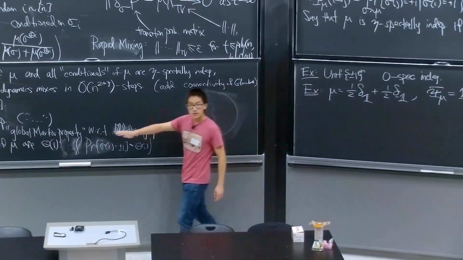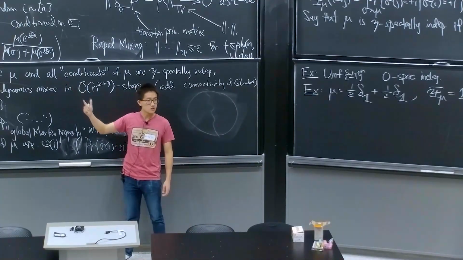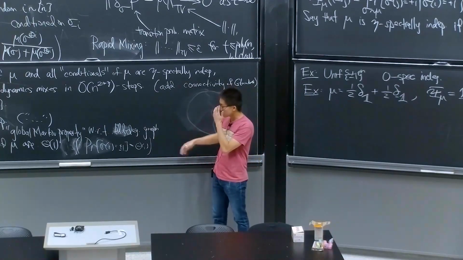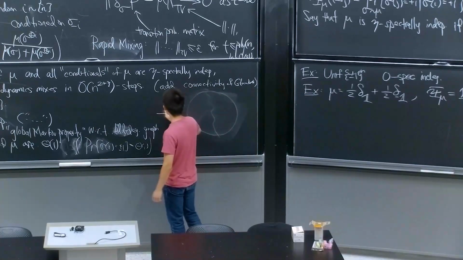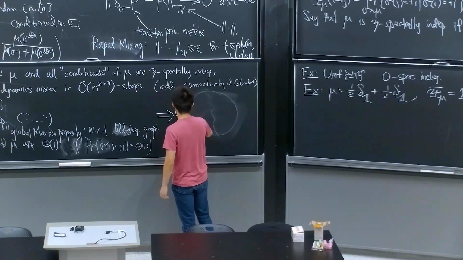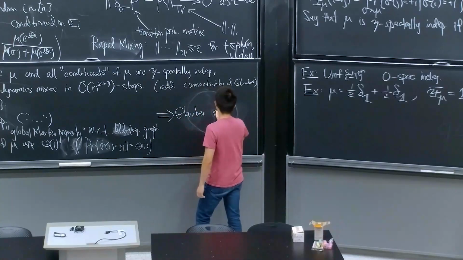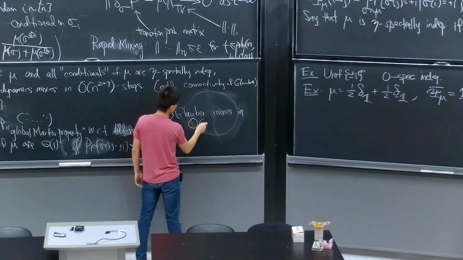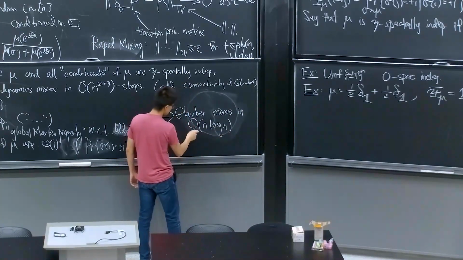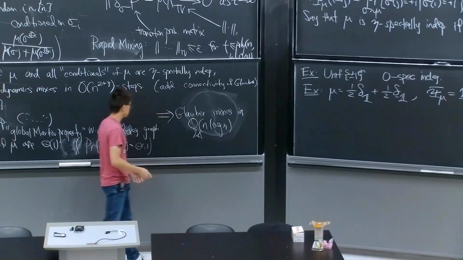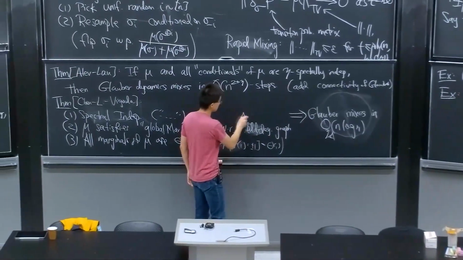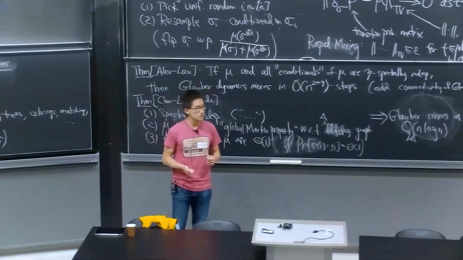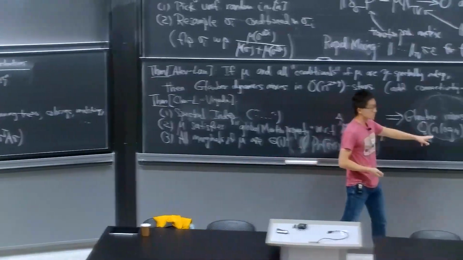So I just have 3 assumptions. The first is that I assume the same thing as before, spectral independence, but now I've added 2 additional assumptions: that it satisfies a kind of conditional independence property, and that all the marginals are bounded. And this implies that Glauber dynamics mixes in order of n log n steps, with some constant depending on the maximum degree of the underlying graph and how good my spectral independence is.